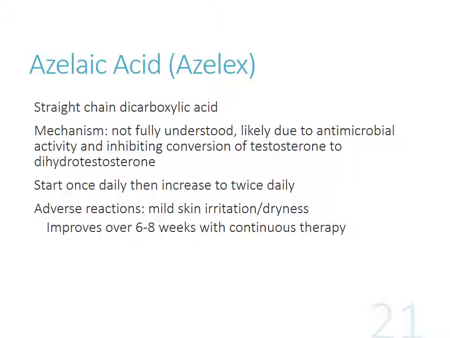Similar to benzoyl peroxide is azelaic acid. This is a straight chain dicarboxylic acid, and we think it probably works similarly to benzoyl peroxide, but it is also thought to have some ability to inhibit the conversion from testosterone to dihydrotestosterone. When we get to the endocrine section next semester, you'll realize that dihydrotestosterone, or DHT, is a much more potent androgen than testosterone. So by inhibiting that conversion, you're going to see less androgen effects, and we know that androgens are pro-acne, so by inhibiting that effect, we can hopefully limit how much acne is developing.